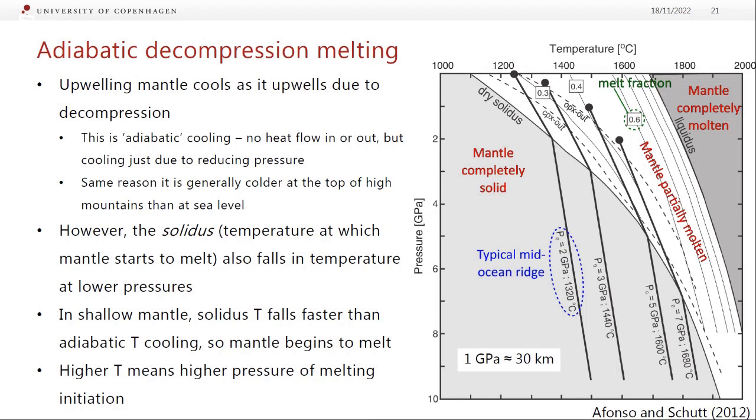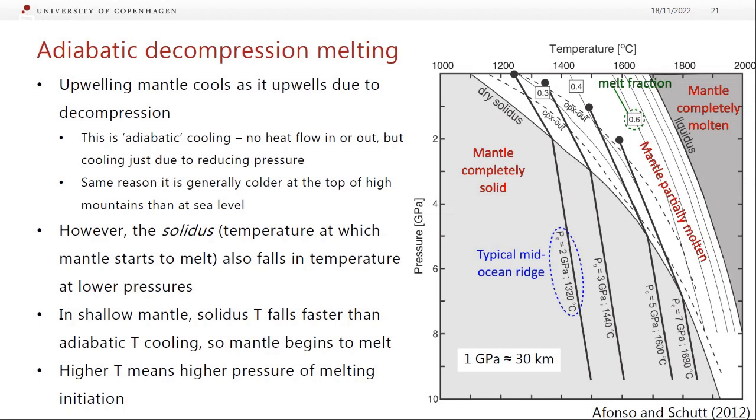And this is what I promised we'd talk about a bit more, the adiabatic decompression melting. So what's happening is as the mantle is upwelling, it's actually cooling, right? Again, it's the same as going up a mountain, air gets colder, pressure's getting lower. But the temperature change with pressure is less than the solidus is changing by. The solidus is the temperature it melts at. At higher pressures, the solidus is higher. At low pressures, the solidus is lower. You can see the solidus is this line here. This is called the dry solidus because we're ignoring water from mid-ocean ridges.